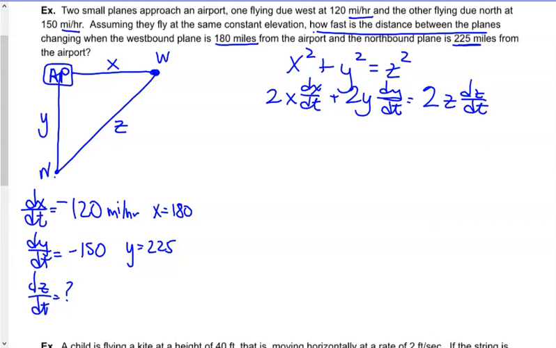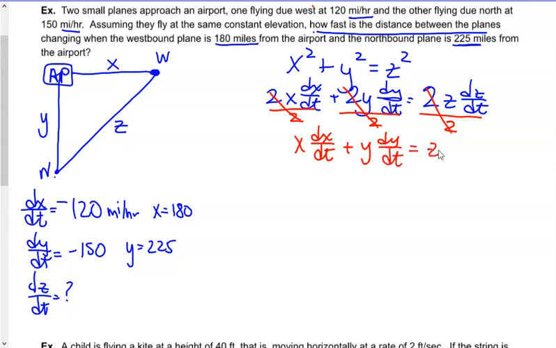Now, after you've done that calculus, it's time to throw in those numbers, okay? So here's all the numbers that I have, and I need to throw those things in. Now, actually, before I do so, notice that each one of those has a 2. If I want to make life a little bit easier on myself, I can get rid of those 2's. So I have a 2 with every single factor, and if I get rid of the 2's, I'm left with x times dx over dt plus y times dy over dt equals z times dz over dt.